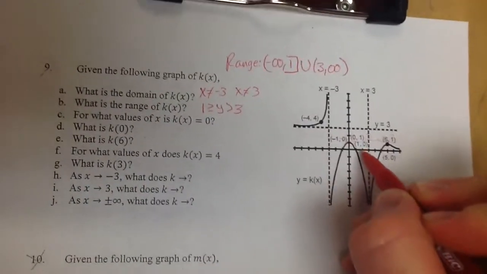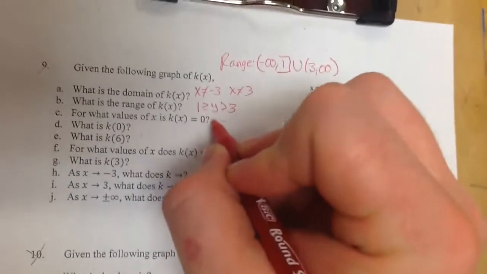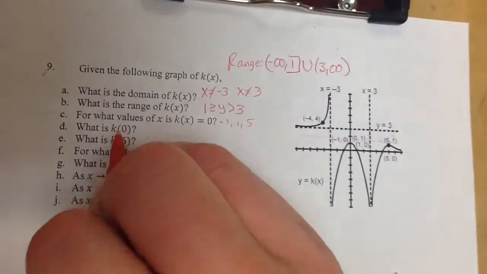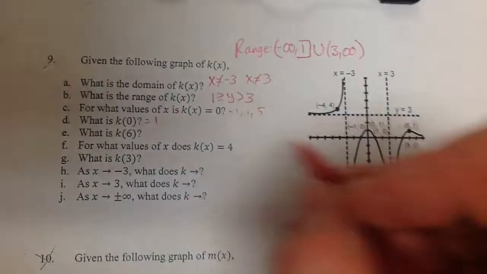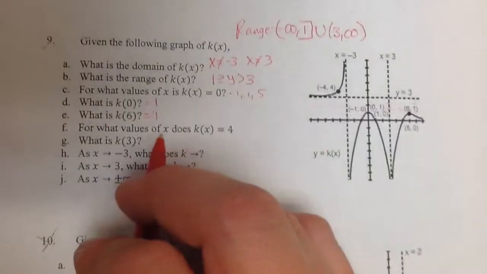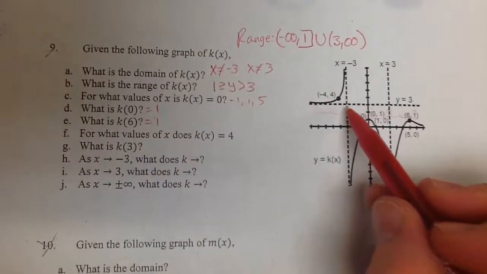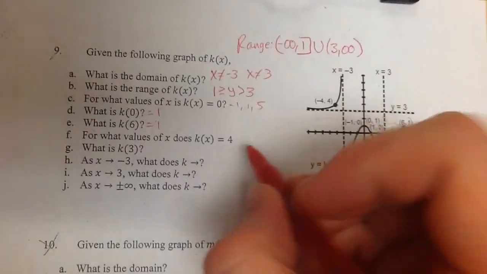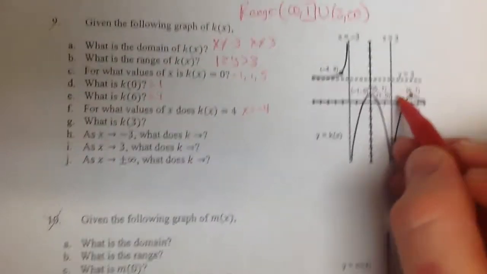What value of x is y is 0, negative 1, 1, and 5, I think it's supposed to be negative 1, 1, 5. K is 0, so that means x is 0. What is y? Well, it's 1. K of 6, y is 1 again. When does y equal 4? Never? Oh, no, right here. When x equals negative 4. When x is 3, what is y?